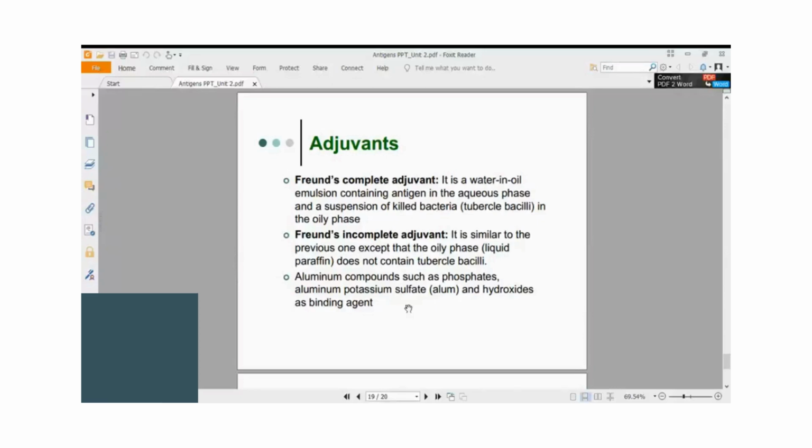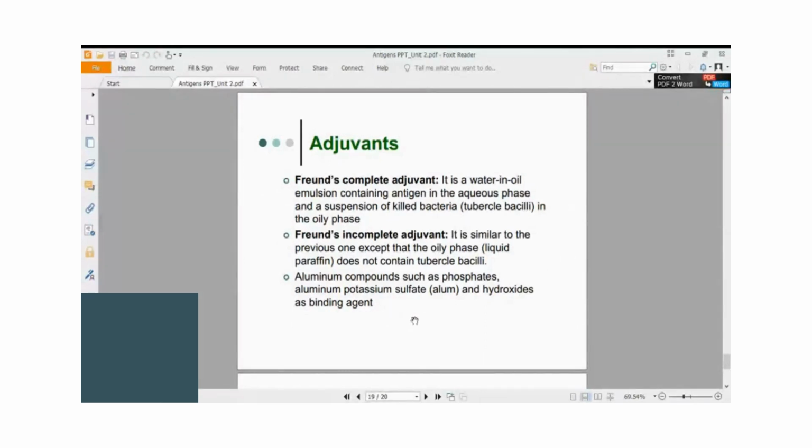I will talk about adjuvants for some time. The word has originated from Latin. Adjuvare means to help, and these adjuvants are used for immunization. For any vaccination, all the vaccines that are prepared to date in the world are administered with adjuvant.